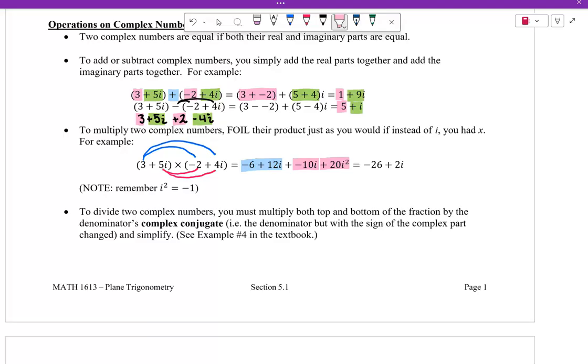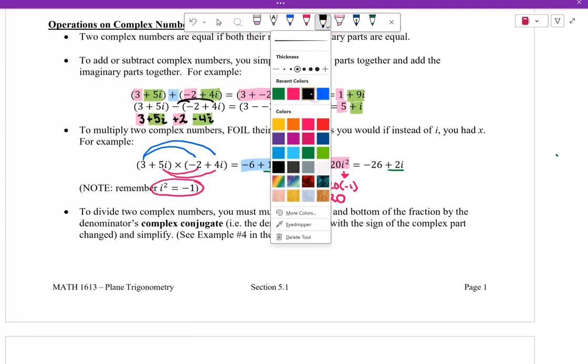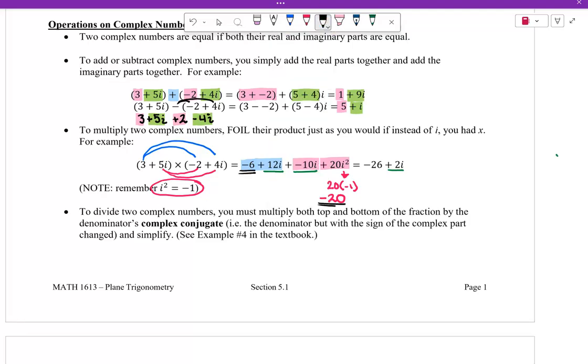Now, if you look at this problem, 12i minus 10i is that 2i. But you have to remember i squared is a -1. So this i squared is going to change to that -1, and you're going to multiply that times 20. So that actually changes to a -20. Therefore, when I put -6 with a -20, that is how we get the negative 26. And notice that the real part is written first.